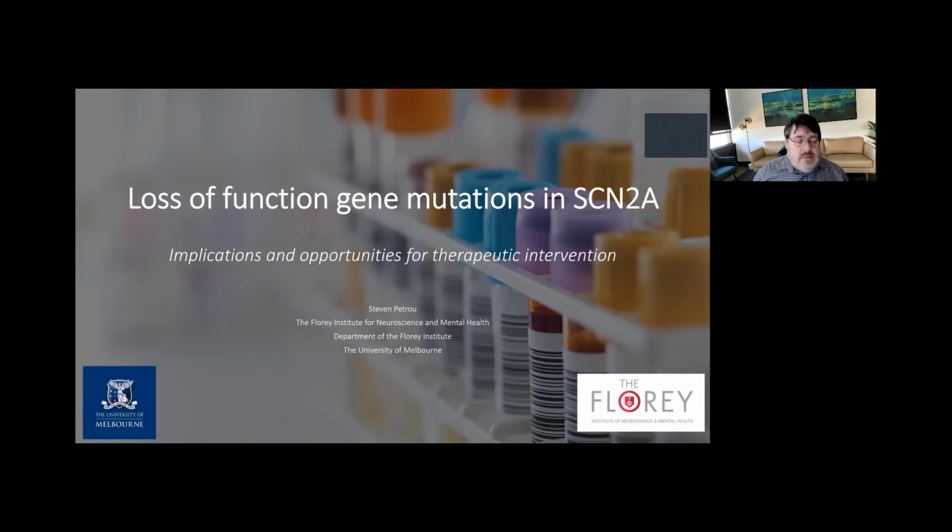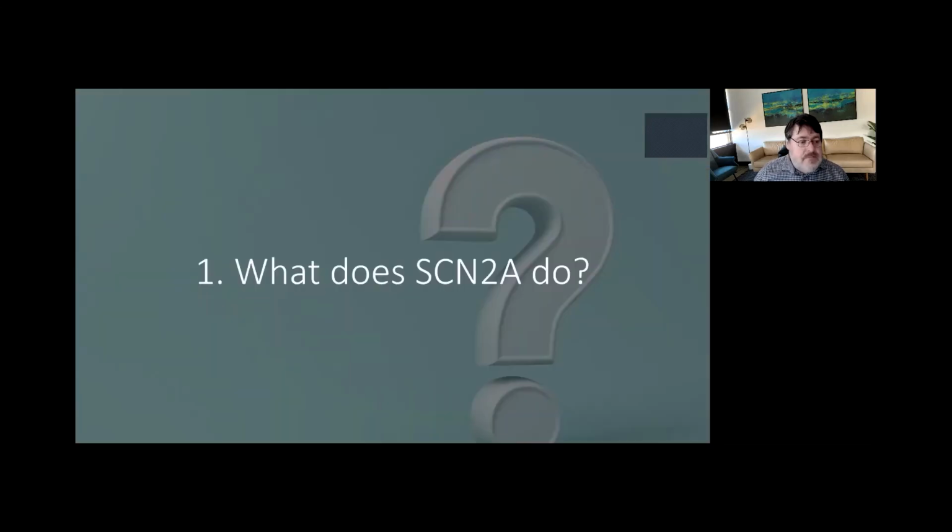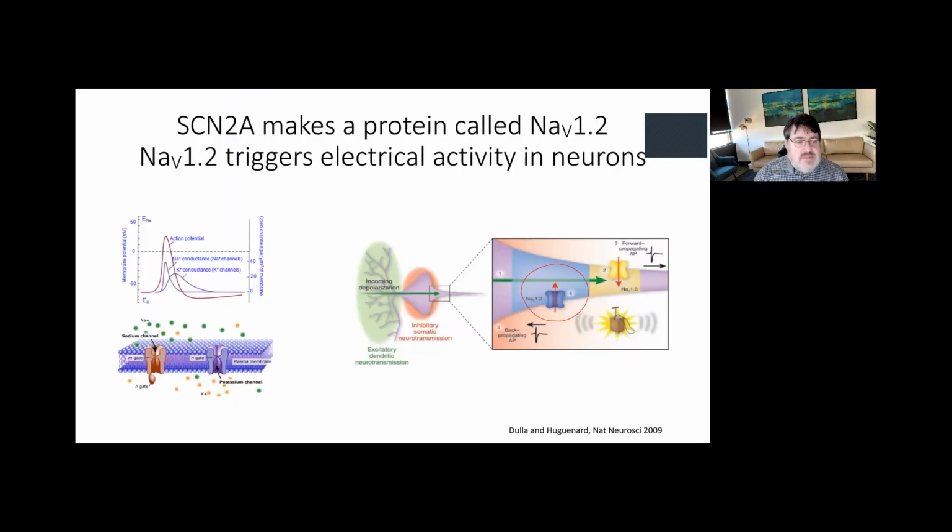And today I'm going to talk about loss of function gene mutations in SCN2A and start to open the dialogue around the implications and opportunities for therapeutic intervention in this space. So to get started, I'd like to just spend a few slides discussing what SCN2A does.